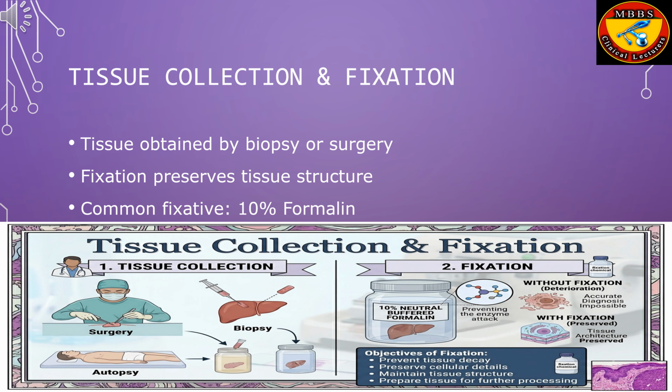The most commonly used fixative is 10% neutral buffered formalin. Formalin preserves tissue architecture by stabilizing proteins and preventing decomposition. The objectives of fixation are: prevent tissue decay, preserve cellular details, maintain tissue structure, prepare tissue for further processing. Without proper fixation, tissue samples may become distorted, making accurate diagnosis impossible.